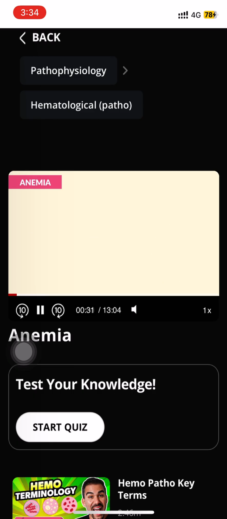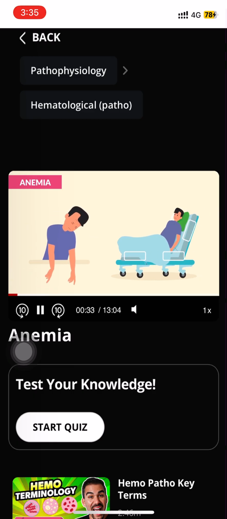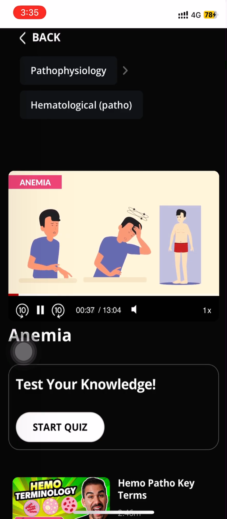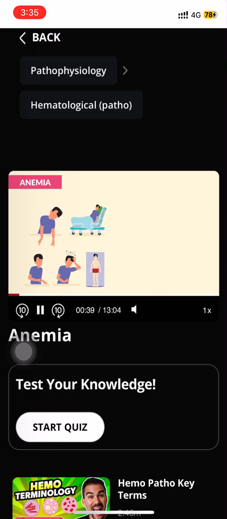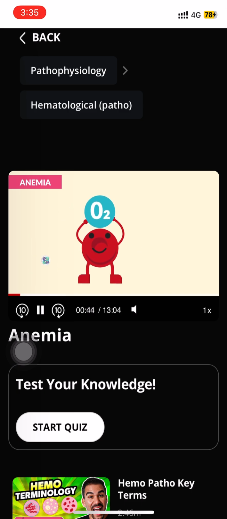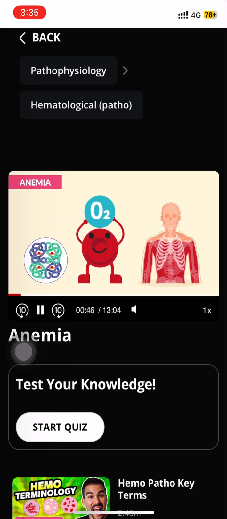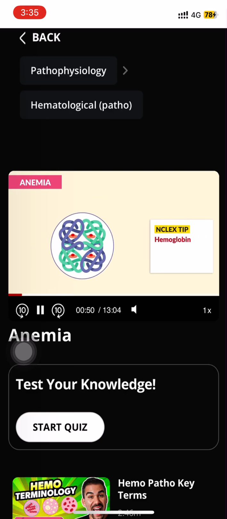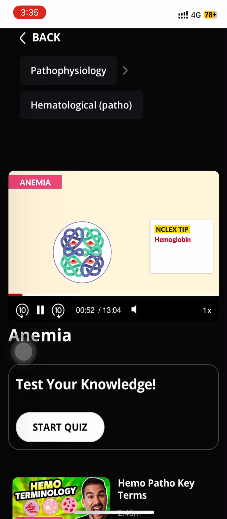Clients who are anemic will present with tiredness and fatigue, with shortness of breath, dizziness, and even pale skin, called pallor. All these signs and symptoms are due to the low RBCs, which are supposed to carry oxygen on their hemoglobin attachments to help perfuse the body. So a big NCLEX tip here. Hemoglobin is the lab to know, so write it down.